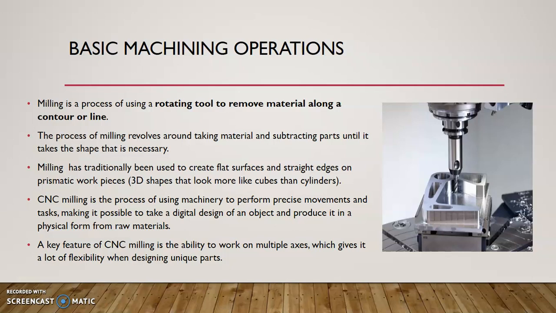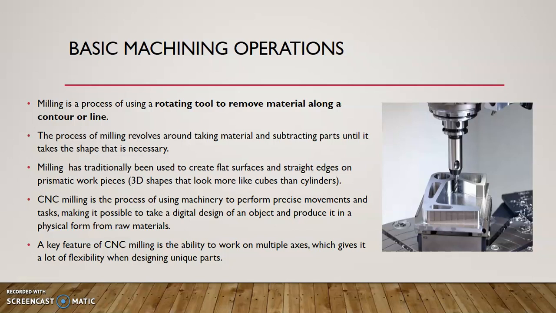Okay, so this is the basic machining operations in CNC milling. As you know, usually milling is a process of using a rotating tool to remove material along a contour or line. The process of milling revolves around taking a material and subtracting parts until it takes the shape that is necessary. Milling has traditionally been used to create flat surfaces and straight edges on prismatic workpieces in 3D shapes that look more like cubes than cylinders.